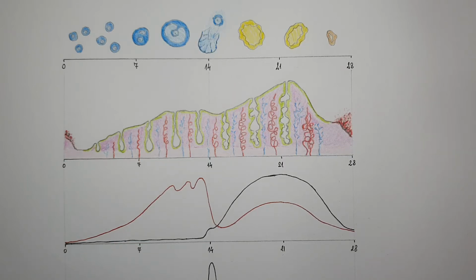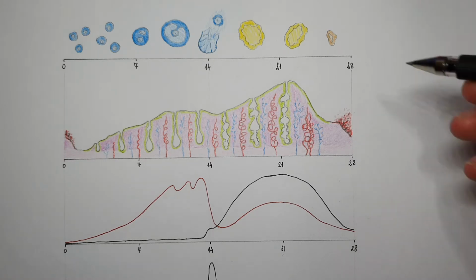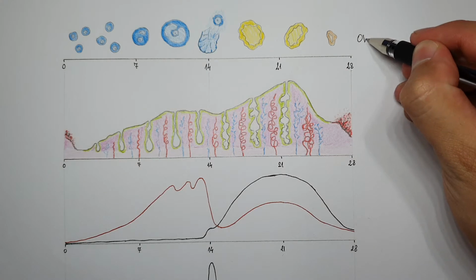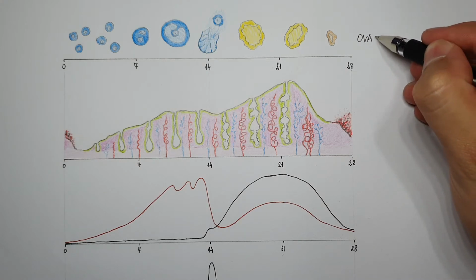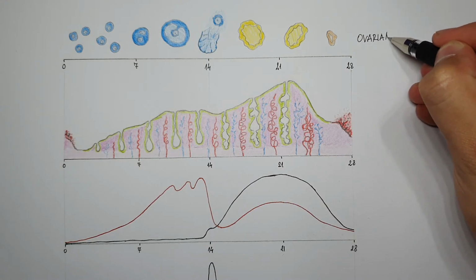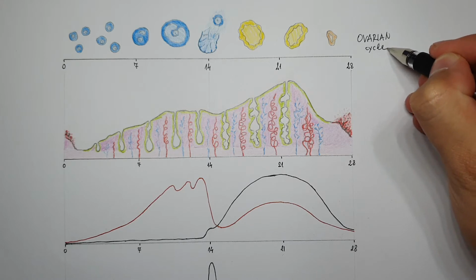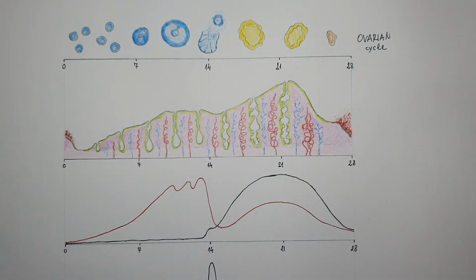Hello people. So as I said, the menstrual cycle has two parts. Natural changes in the menstrual cycle occur in the ovaries, and this is called the ovarian cycle. And on the other hand, natural changes are happening in the uterus.